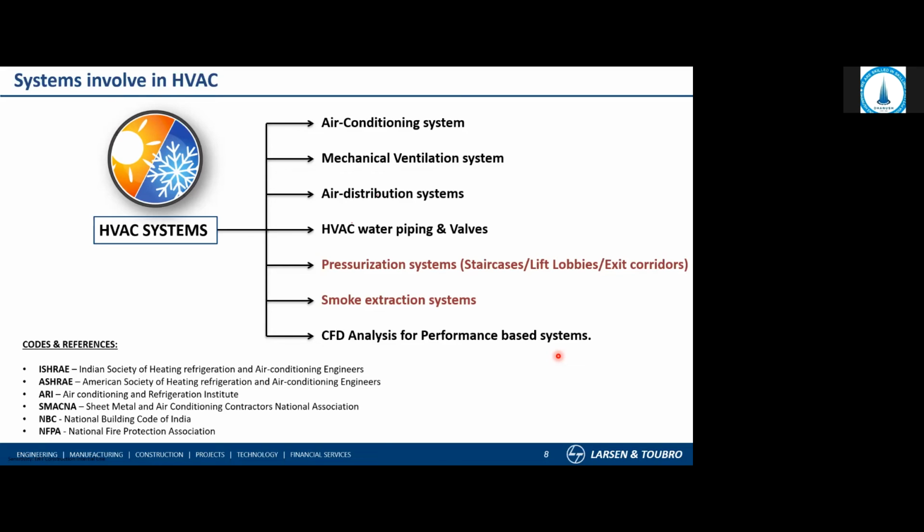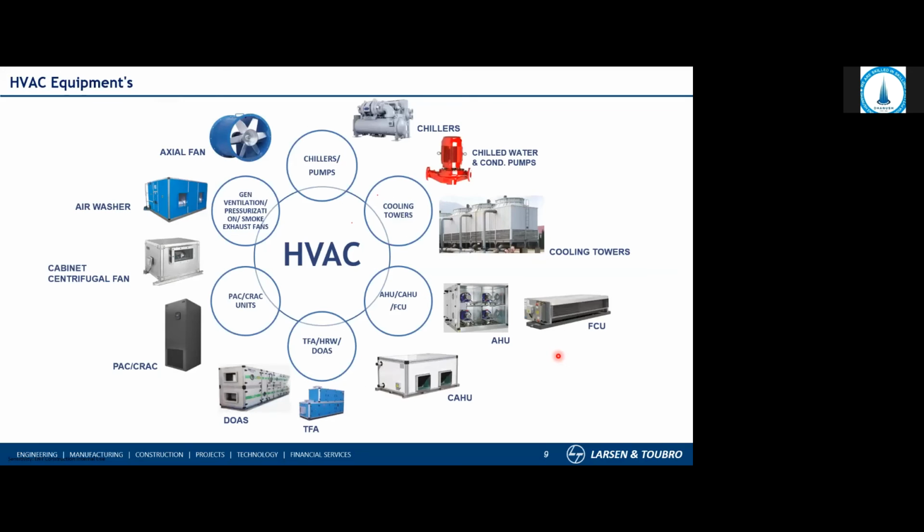While doing the design, we follow codes, standards and guidelines. They define a lot of very useful criteria, like ISHRAE, ASHRAE, ARI, SMACNA, NBC, NFPA. ASHRAE defines requirements for ventilation and the energy efficiency part during equipment selection. SMACNA defines the ducting design, how you can do it. NBC defines the smoke control system and the life safety part. NFPA defines how you can do kitchen ventilation, smoke ventilation, general ventilation.